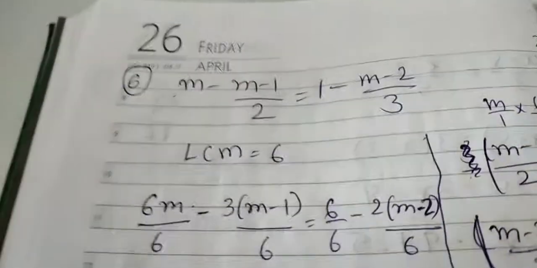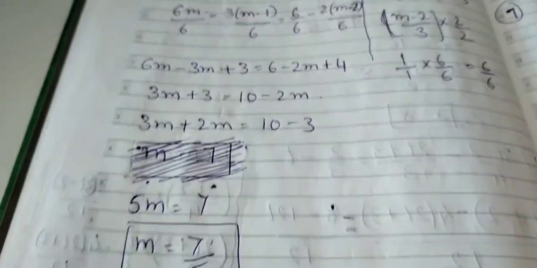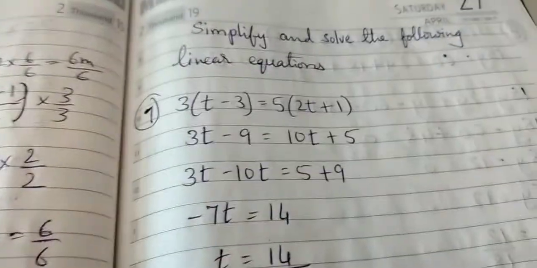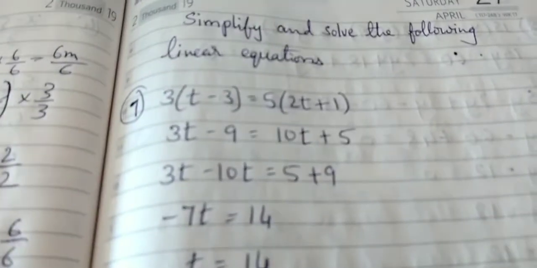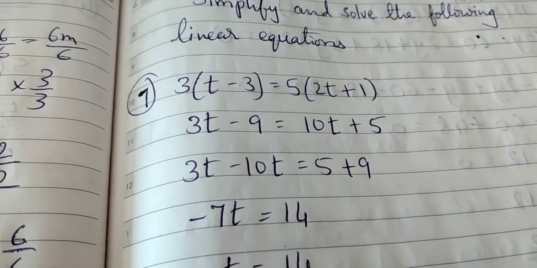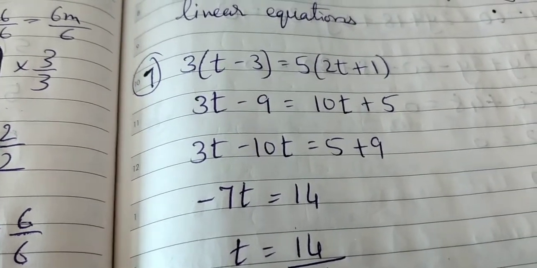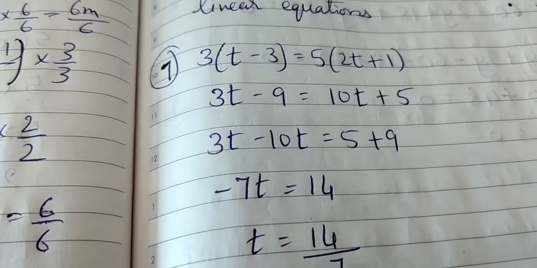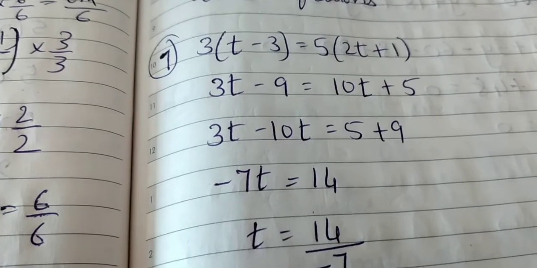You can see here the sixth one. Same way we are doing it. Okay, and also we move on to simplify and solve the following linear equation. You have to first simplify. In all the sums we have done so far, we simplified first and calculated afterwards. So same way we are doing it here. Very simple sum it is.